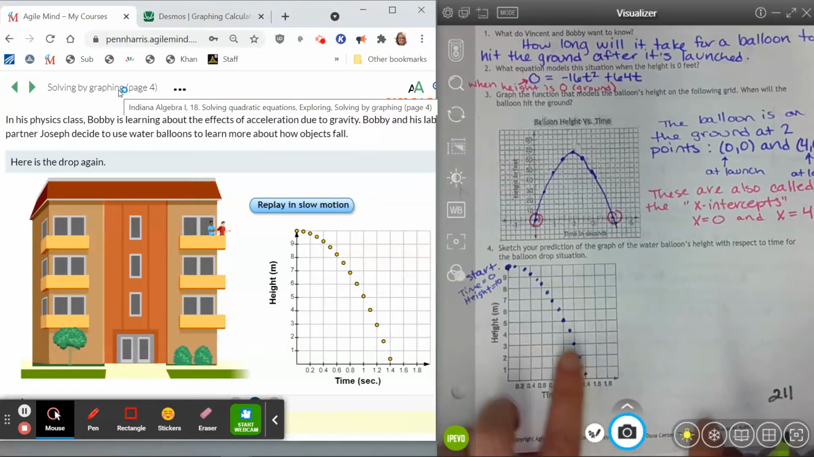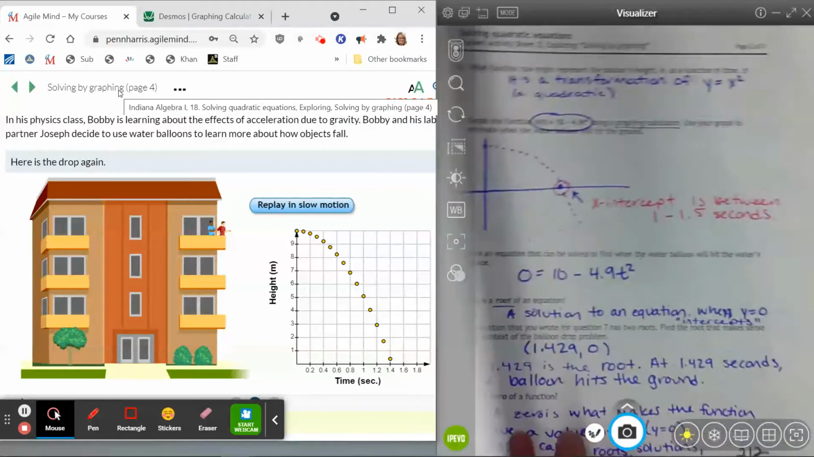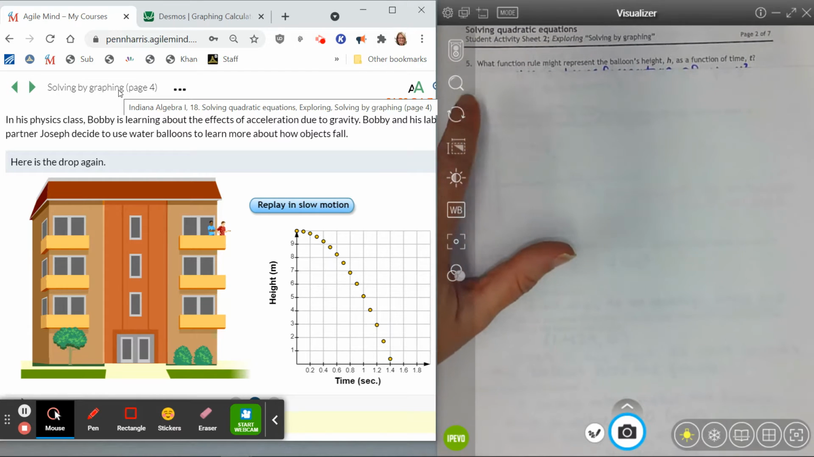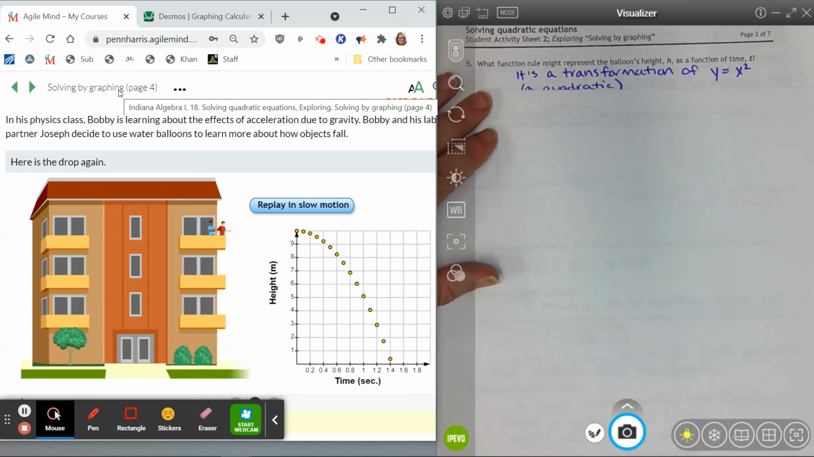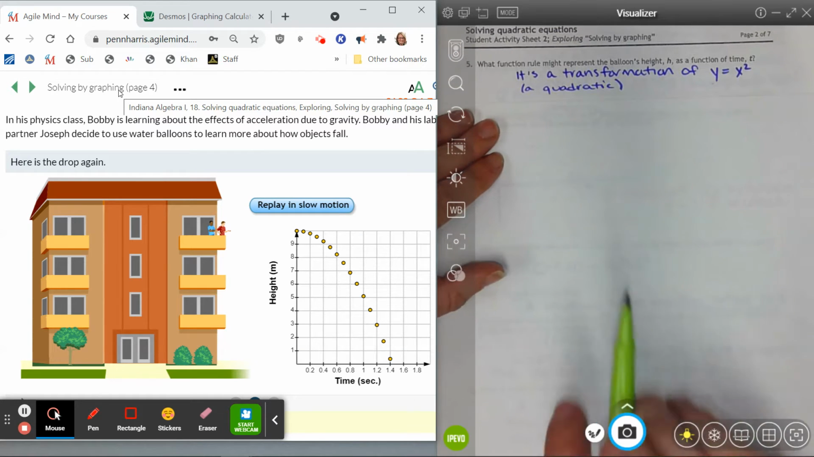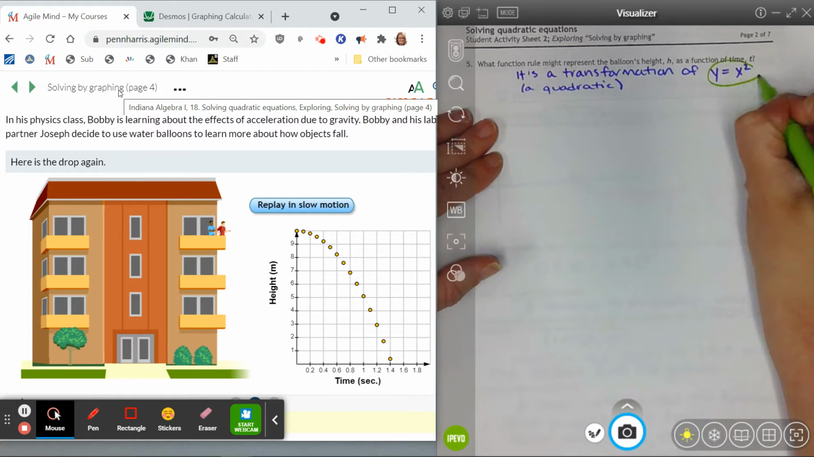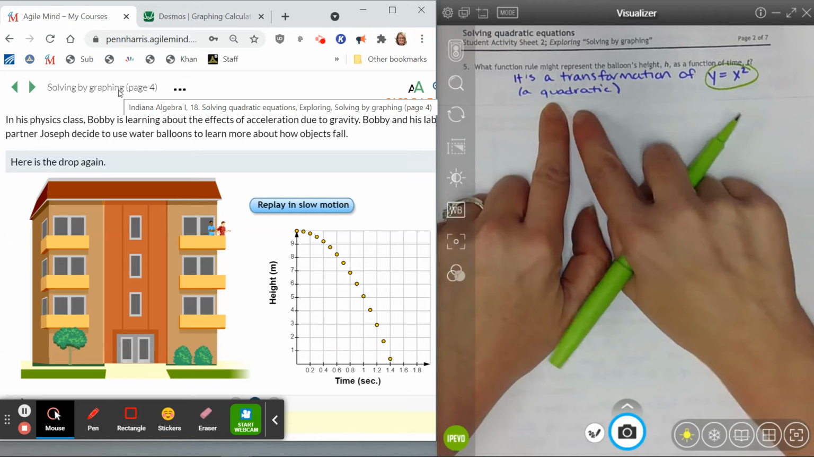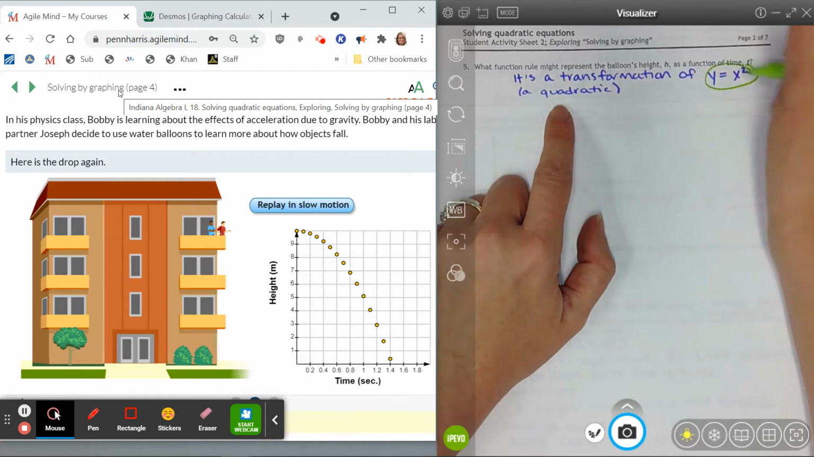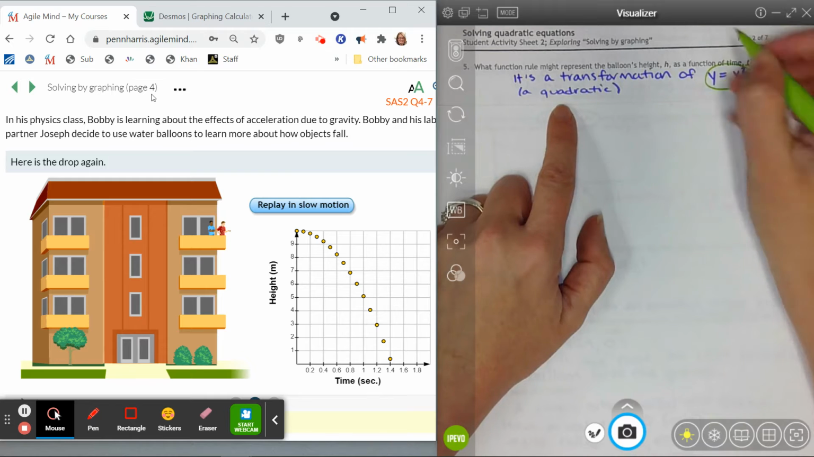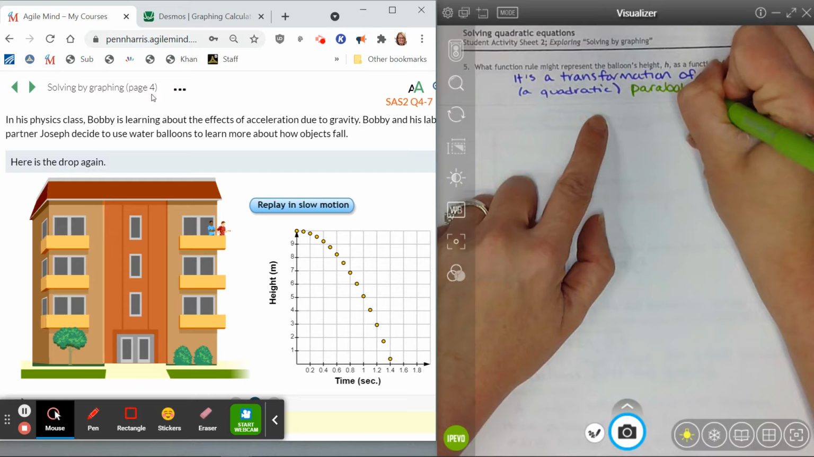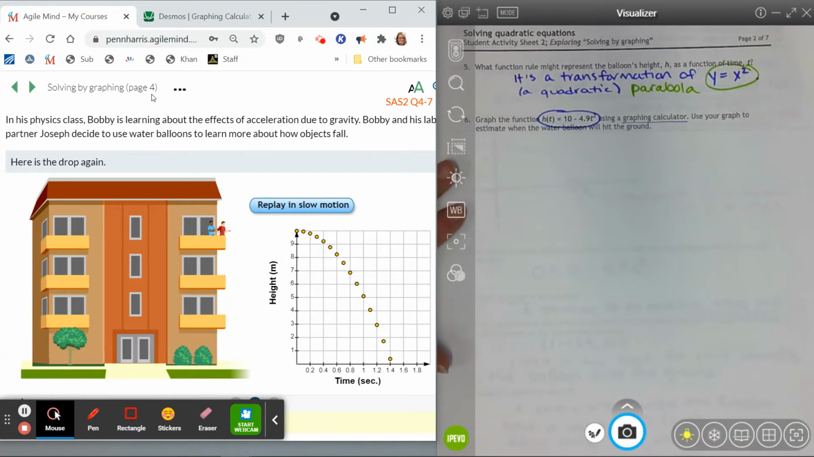So using this piece of information, let's go ahead and turn the page. Okay. They want to know what function might represent the balloon's height, h, as a function of time, t. So this is exactly what we were doing before. It is a transformation of our function y equals x squared. Now, we haven't learned a whole lot about that, but what you need to know is that the shape of this is a quadratic. This is what we've been factoring, but this is a parabola.